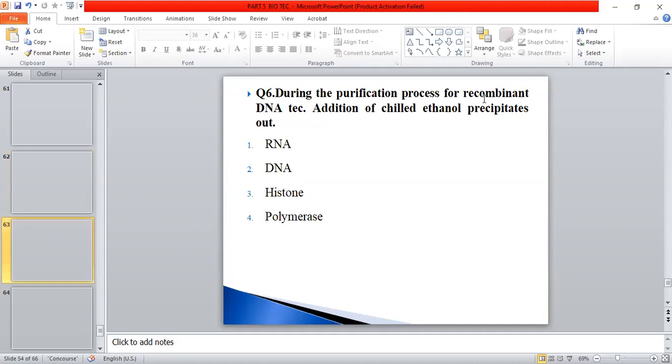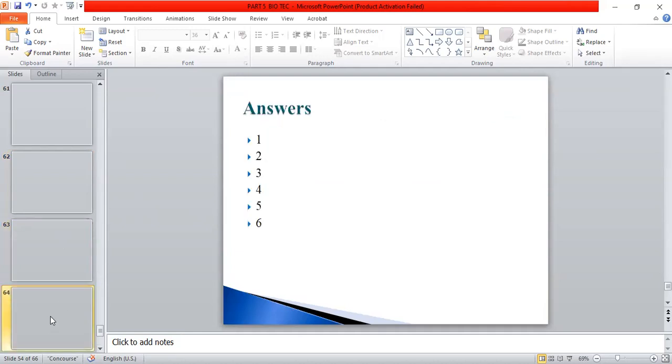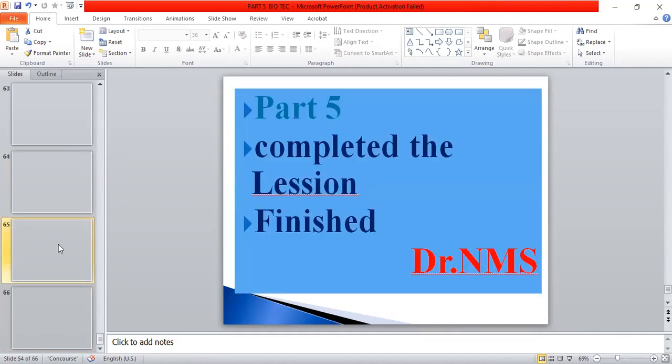During the purification process for recombinant DNA technique, addition of chilled ethanol precipitates out which one? Polymerase enzyme will not precipitate out. Histone is a protein molecule; it will not precipitate out. RNA is not precipitated out, but the DNA molecules only. DNA only precipitates, so this is the correct answer. Okay, my dear students, see here, the sixth one. These are all not answers. So that's all about it, my dear students.